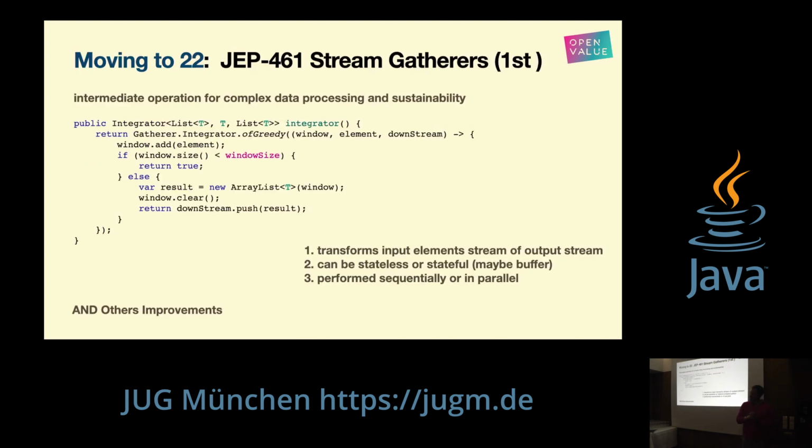So one more JEP I would love to mention is the stream gatherers. Maybe some of you are using Kotlin or Scala. Those languages are cool, and definitely they have their place. What I think the community has been missing since the Stream API was introduced is that there were a couple of intermediate operations that you can apply on the data in the stream.